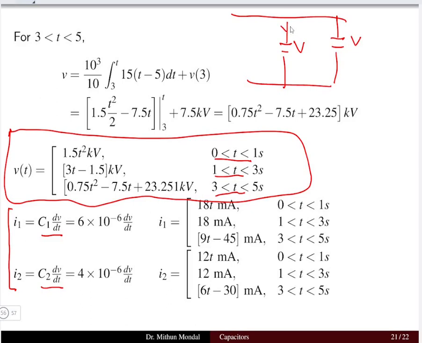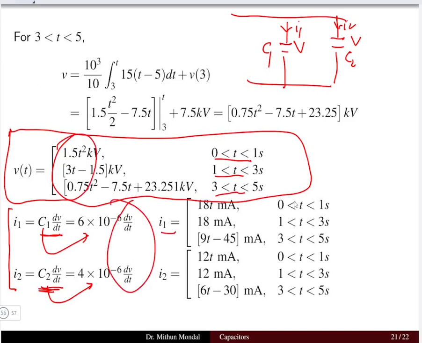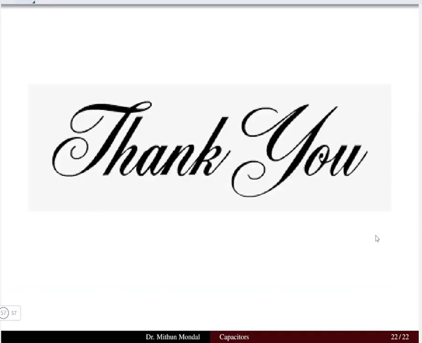Because both the capacitors are in parallel, the voltage will remain the same. So the current I1 which is flowing through the capacitor C1 will be equal to C1 dV by dt. The current I2 which is flowing through capacitor 2 will be equal to C2 dV by dt. So we will substitute the values of C1 and C2 and differentiate the voltage and then we'll get the current for different time instants. So I1 and I2 we have got as functions of time t. So this completes the tutorial on capacitors. Next tutorial will be on first order circuit.